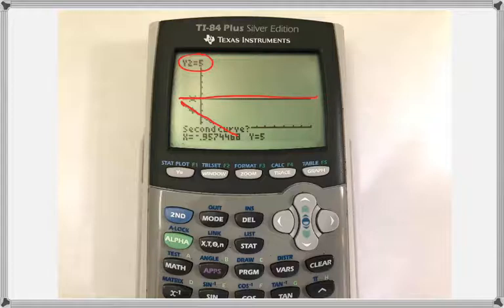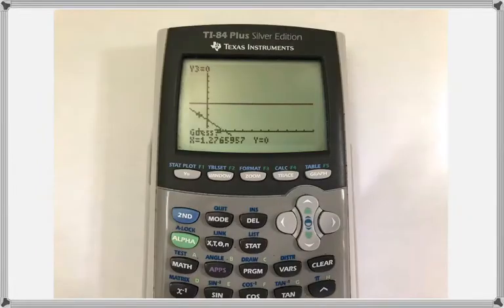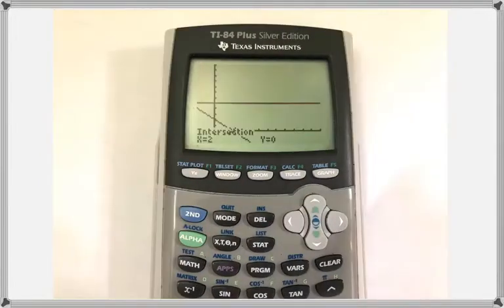And we want it to be on y3, which was where we entered in y is equal to 0 in the y equals. So pressing up and down changes the line that the cursor is on. Pressing left and right navigates the current line that you're on. So we can get it to be y3, and then press enter, and then make a guess, and then we find that the intersection point is 2, 0.